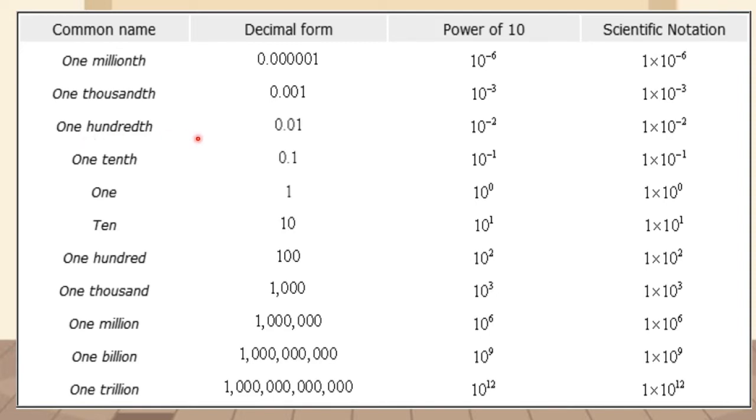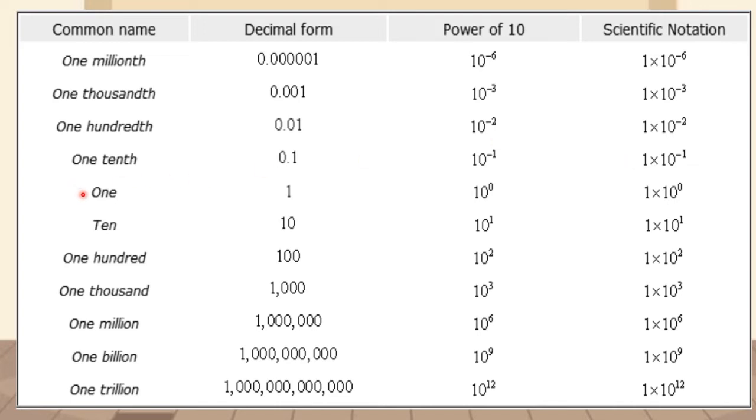1/100th is in the decimal form of 0.01 and in the power of 10 raised to negative 2. Its scientific notation is 1 times 10 raised to negative 2. For 1/10, its decimal form is 0.1 and in the power of 10 raised to negative 1. Its scientific notation is 1 times 10 raised to negative 1.